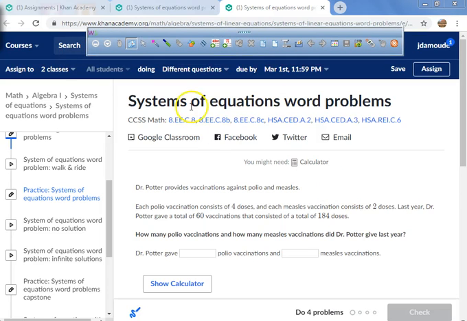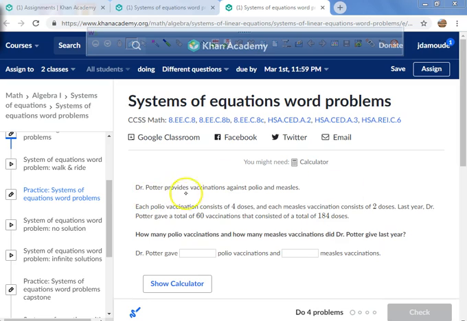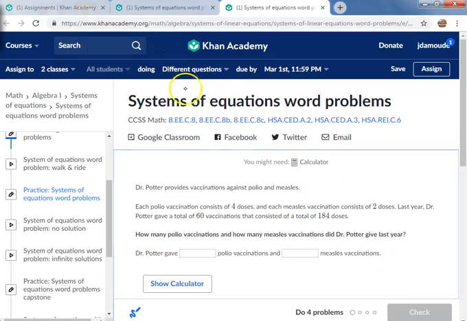Everybody. Today we're going to be working with systems of equations and word problems. Okay. Right now we're going to read through this word problem, and we're going to only write down the important information from the word problem. So go ahead and follow along with me.